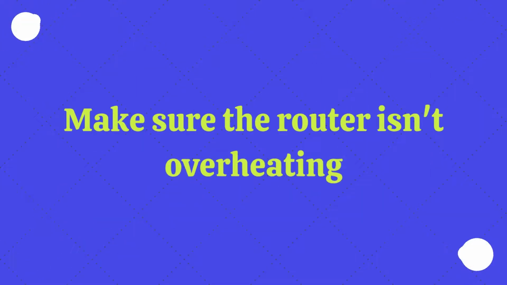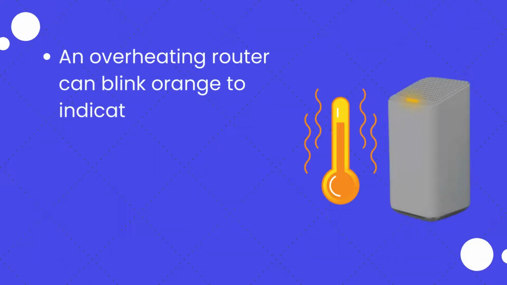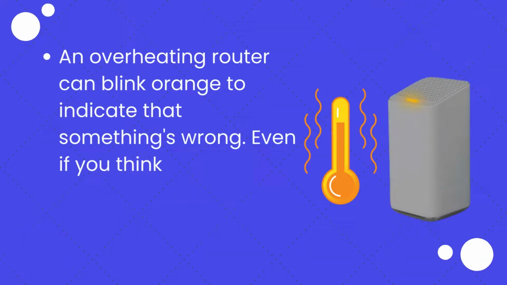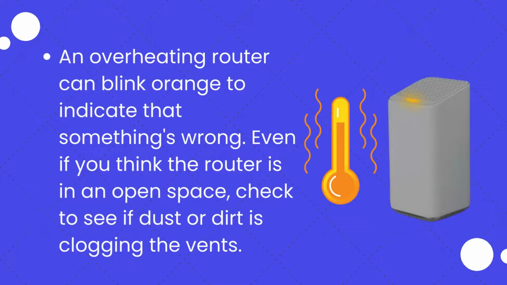Make sure the router isn't overheating. An overheating router can blink orange to indicate that something's wrong. Even if you think the router is in an open space, check to see if dust or dirt is clogging the vents.